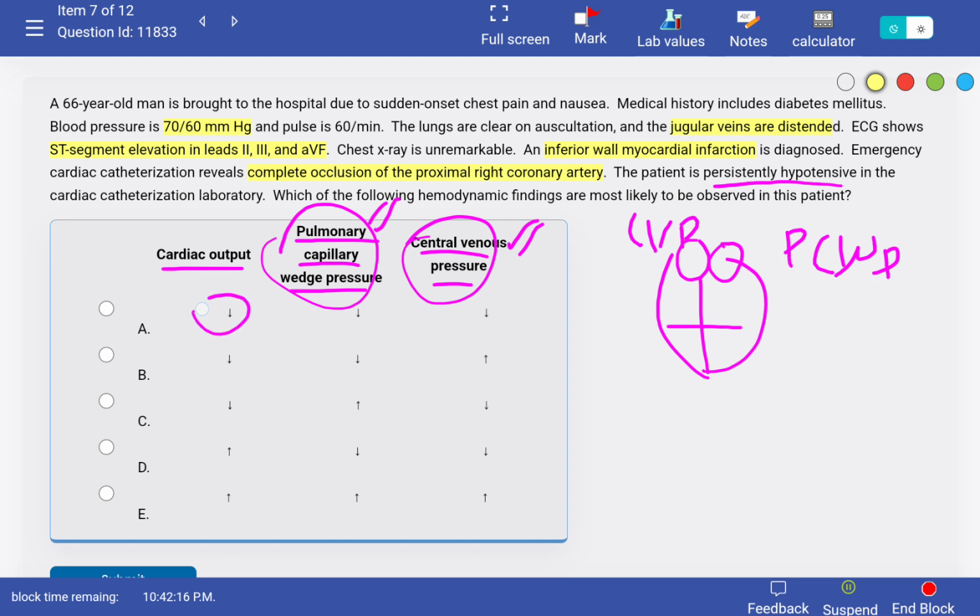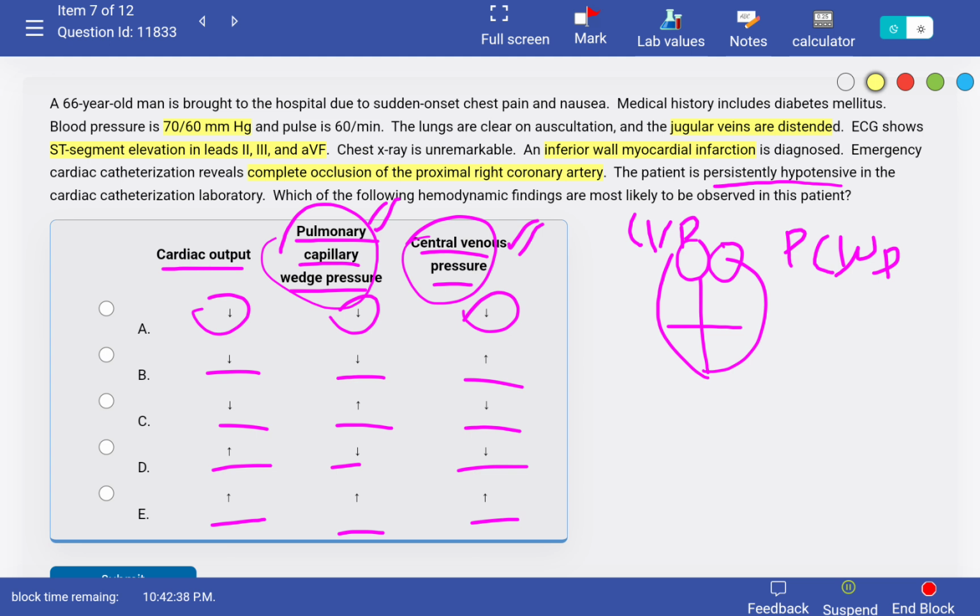So in option A, decrease, decrease, decrease, all are decrease. In option B, decrease, decrease, increase. Option C, decrease, increase, decrease. Option D, increase, decrease, decrease. Option E, increase, increase, increase. So pause it and give the answer.